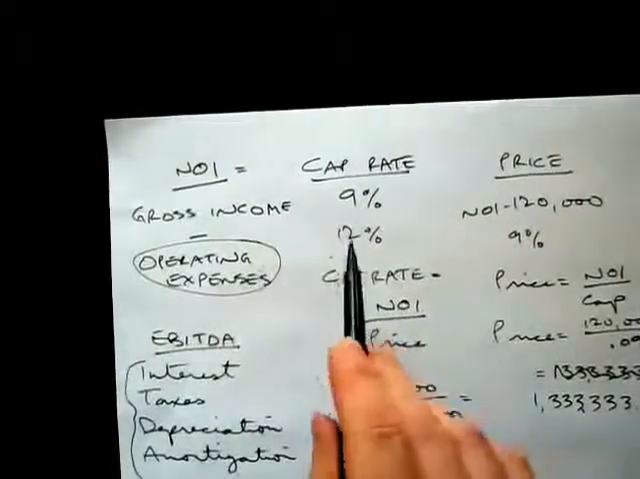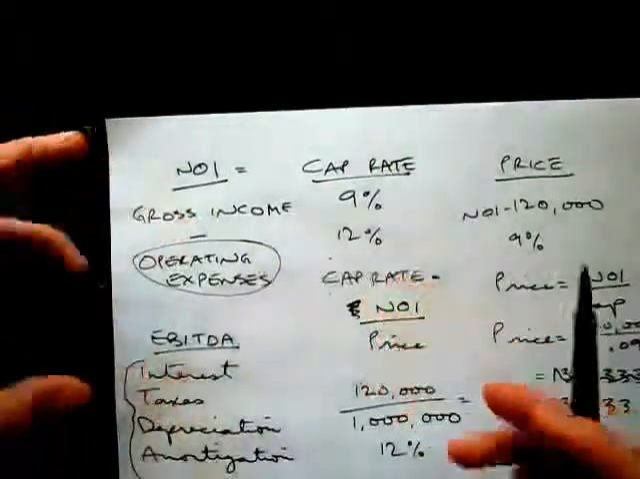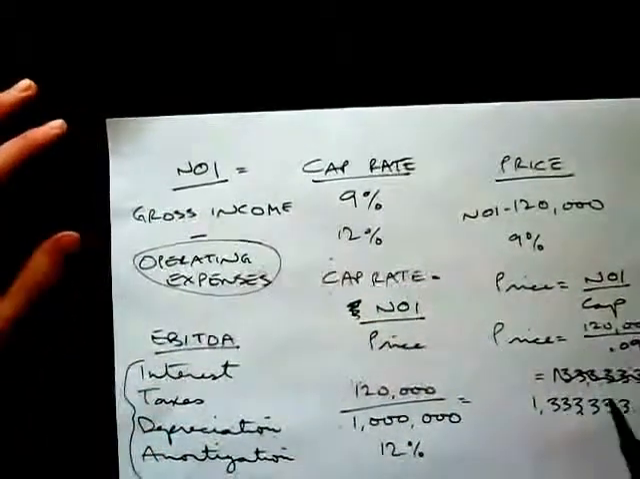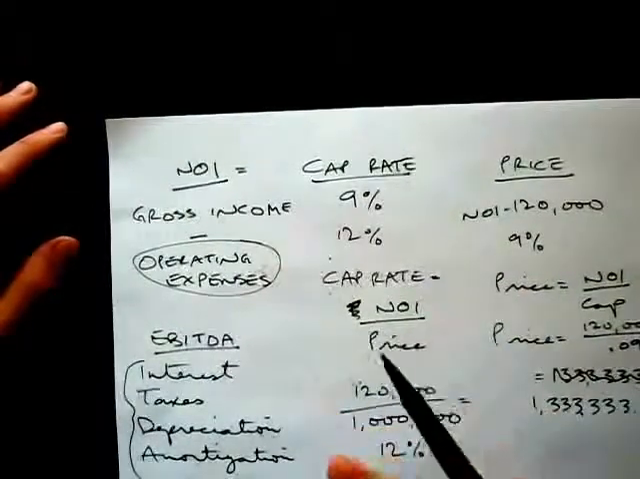And if you know what you're looking for, say you're looking to buy at a 10 cap, you can really sort of narrow down what it is that you're looking for and create some criteria so that you're not wasting your time on properties that don't really fit what you need for your investment strategy in real estate.